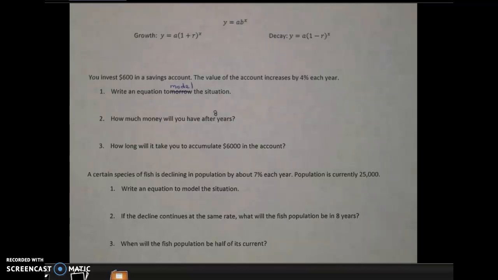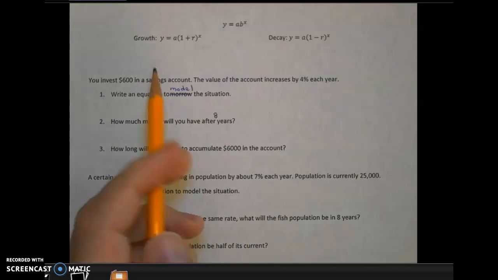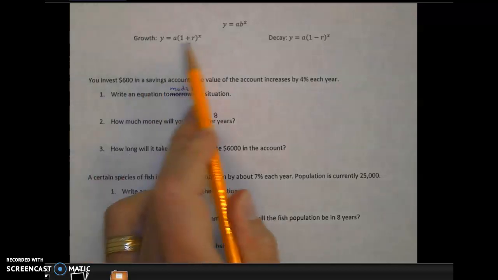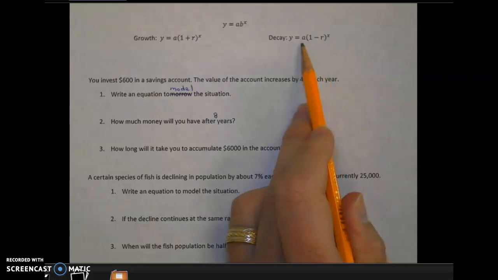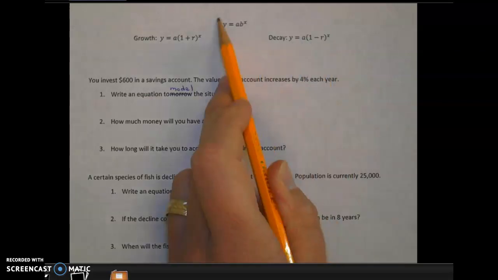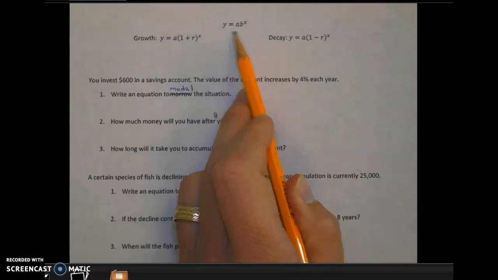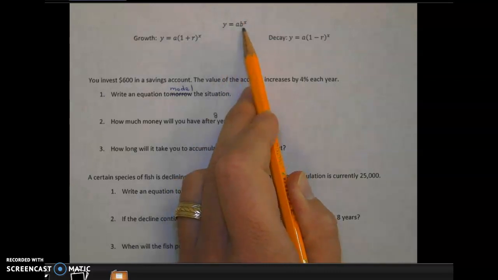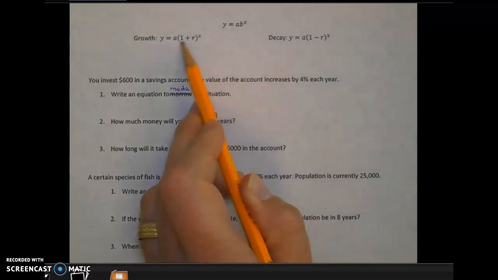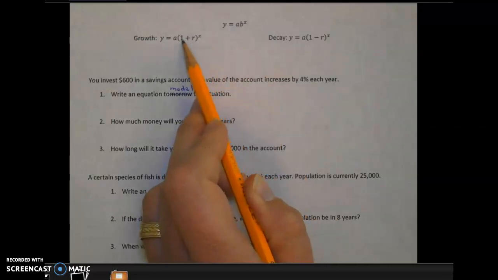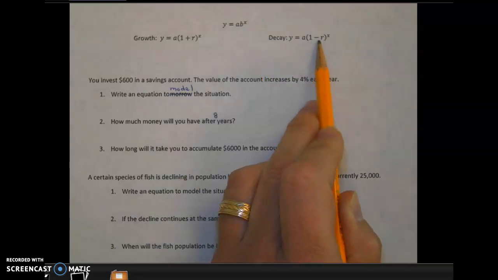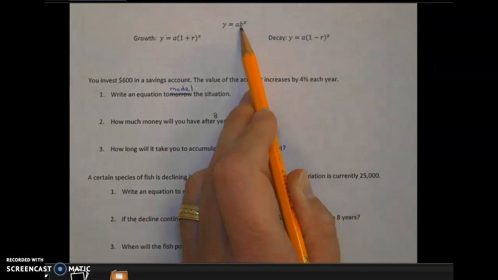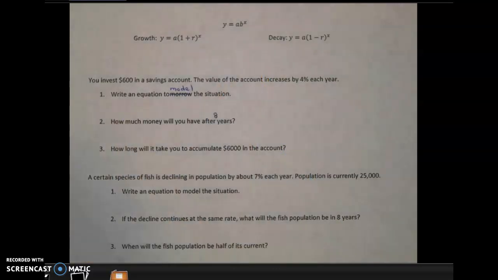Okay, so today's lesson is on exponential growth. We use this formula here and exponential decay. And this comes from this general formula right here, where the base, remember, if it's greater than 1, it's going to be our growth. If the base is going to be less than 1, that's where we're going to have our decay. Okay, so let's get right into it.